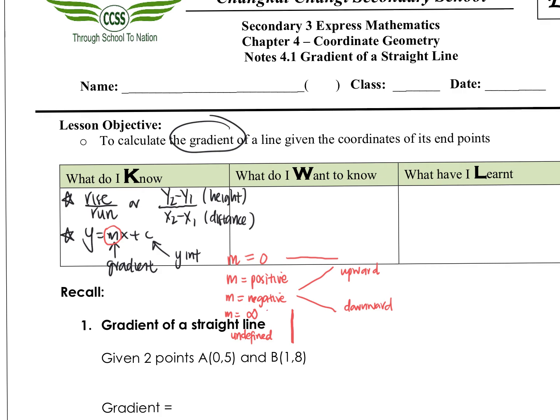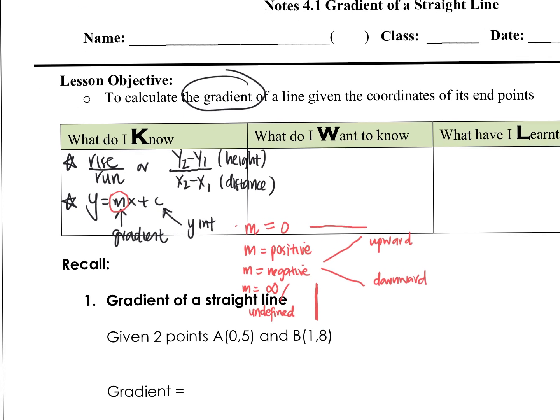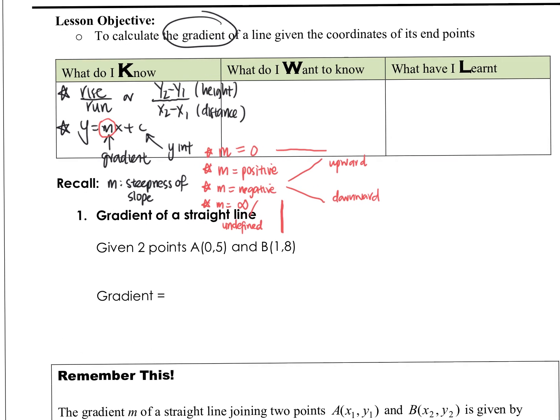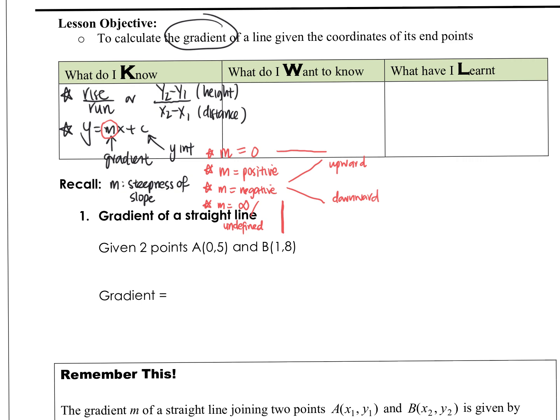Okay? So this is what you all have learned in lower sec about gradient. You should also know that gradient refers to the steepness of a slope, how steep your slope is. So if it's a positive slope, it's upward sloping. Okay, if it's negative, it's downward sloping. So to recap, when you are given 2 points and you want to find gradient, you will use y2 minus y1.